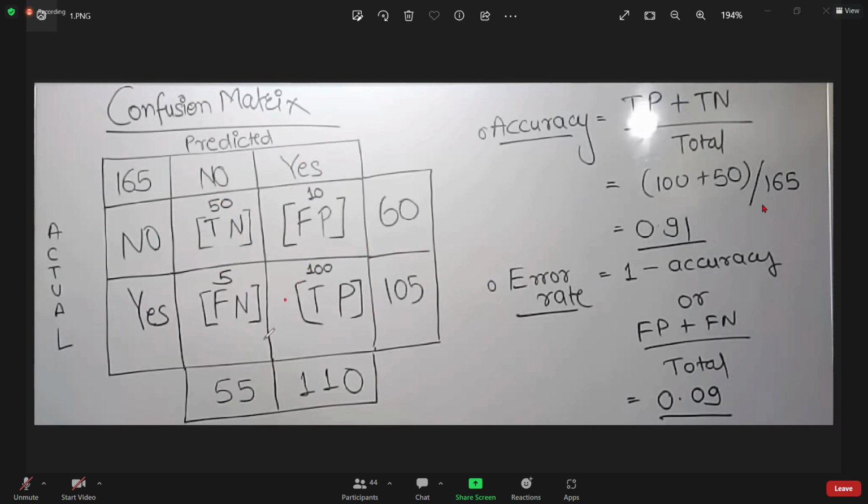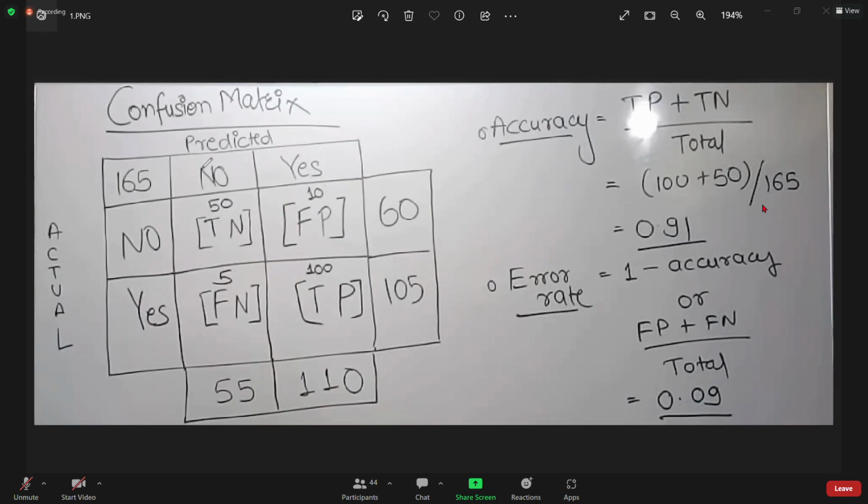So is this type 1 error or type 2 error? FP is type 1 error. FN is type 2 error. FP is type 1 error. FN is type 2 error. I hope you understand, everyone. Last time I'll give you an example.